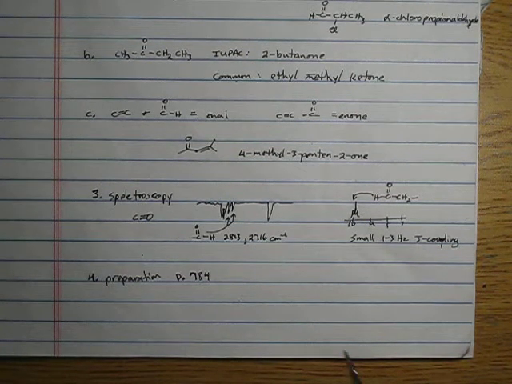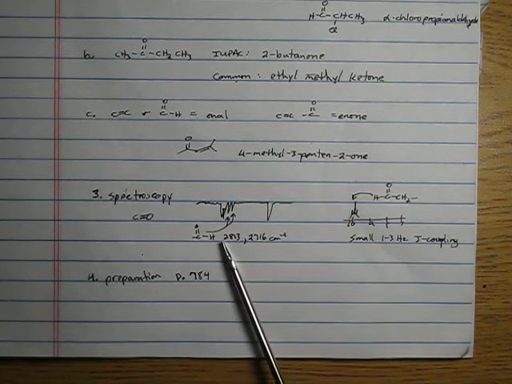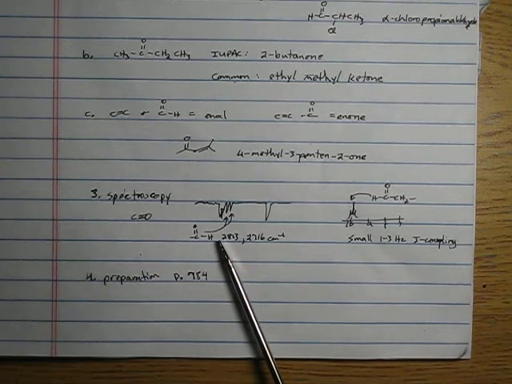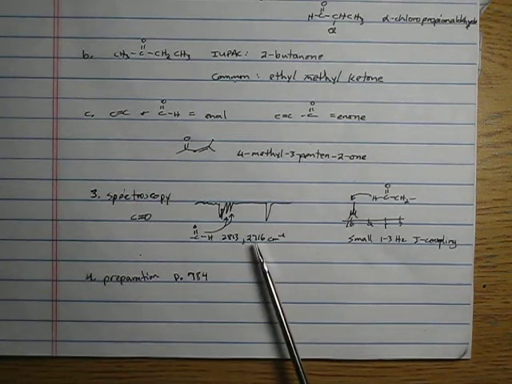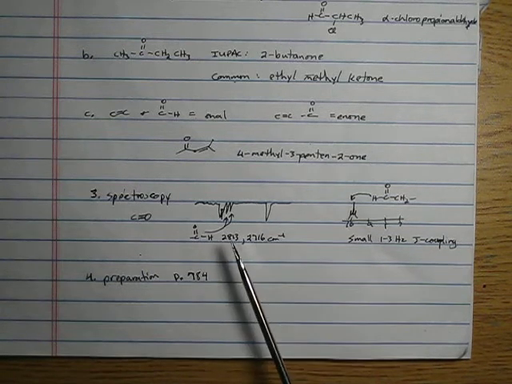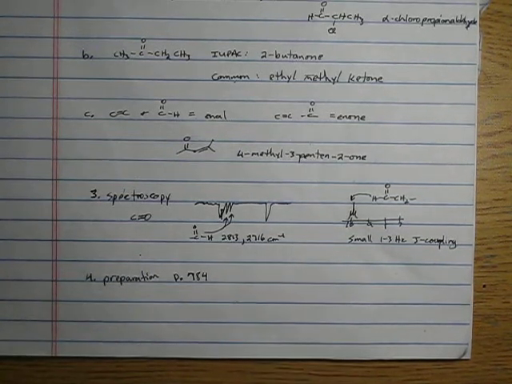Note, a lot of times people will see like a 2850 and a 2950 and say, oh, aldehyde. No, no, no. It's got to be less than 2750 and less than 2850 for it to be the aldehyde.